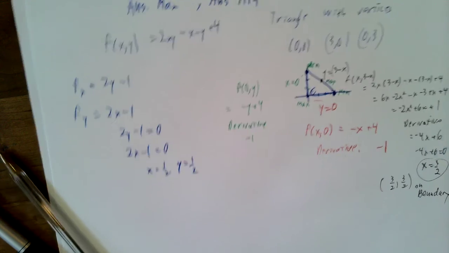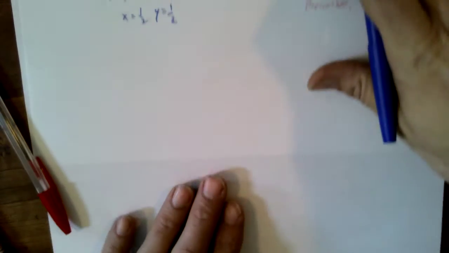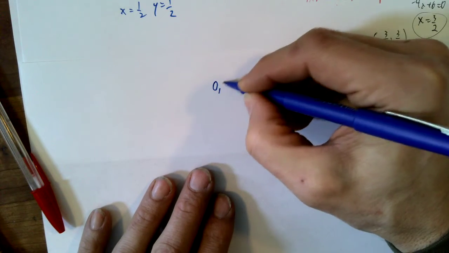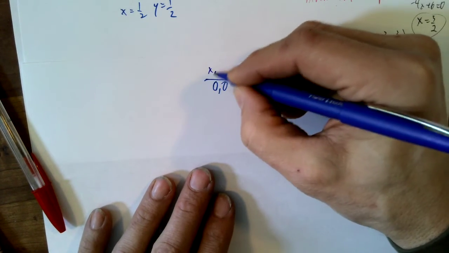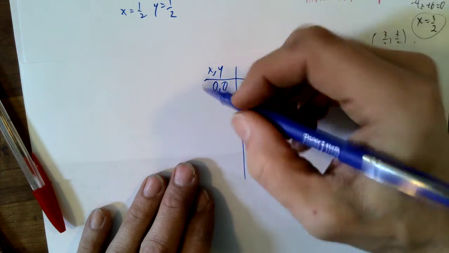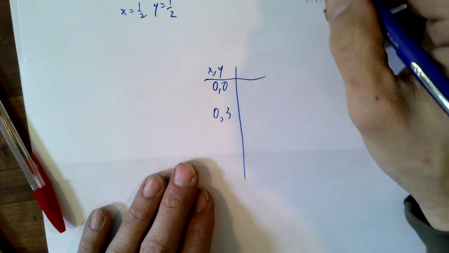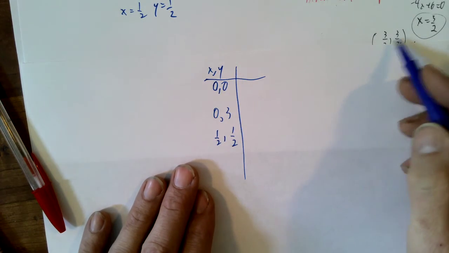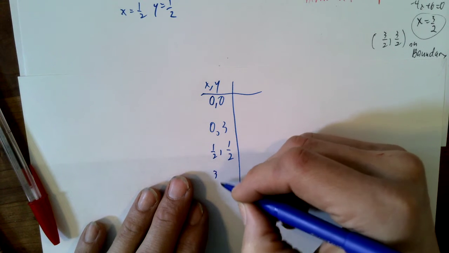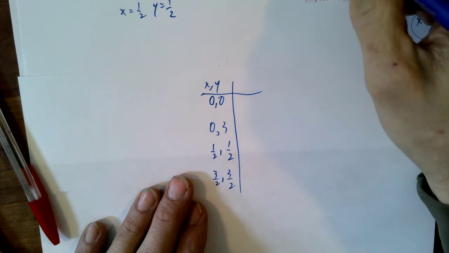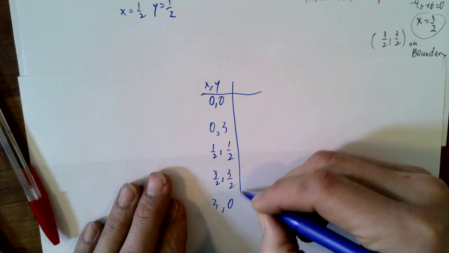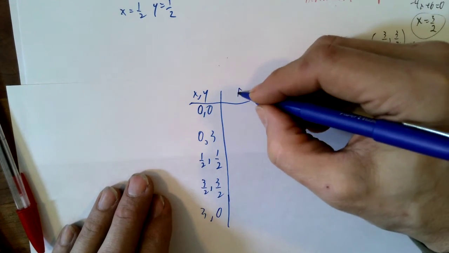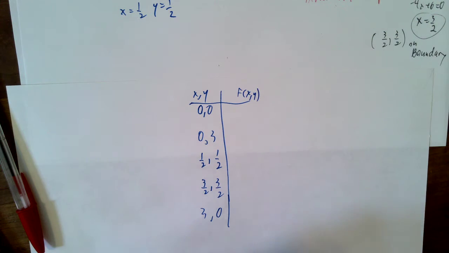So my table for this thing now, I got corners here, 0, 0, 0, 3, 1/2, 1/2, 3/2, 3/2 was the point from the diagonal boundary, and then over here at 3, 0, there they are. Doesn't matter what order I put them in. I'm going to evaluate f of x, y at both of these things.